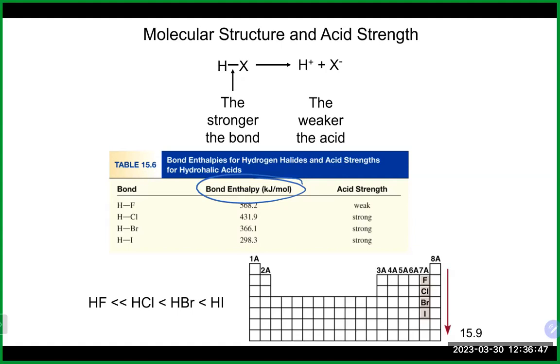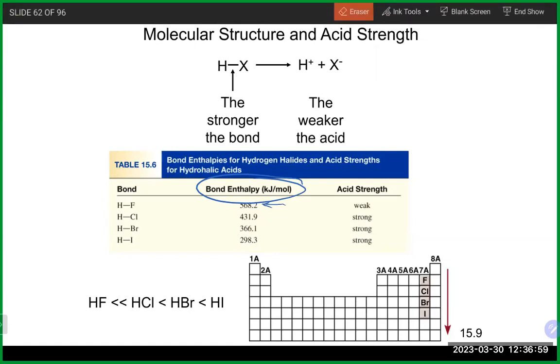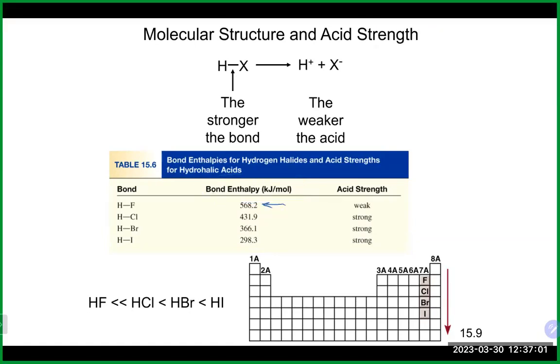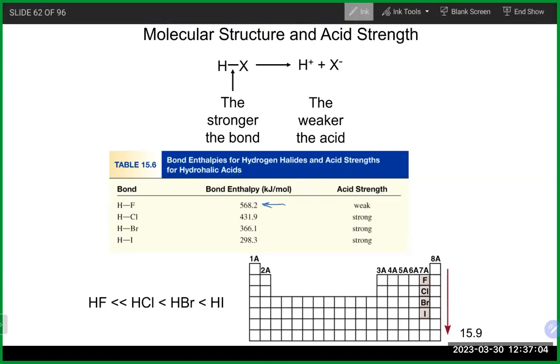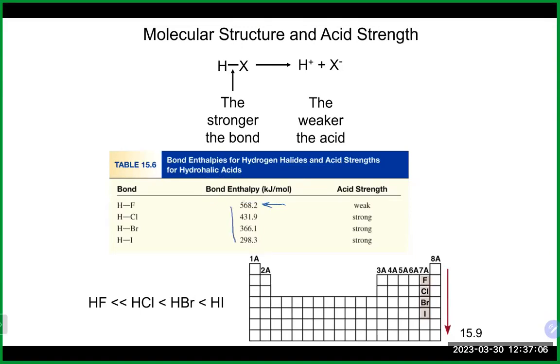When we look at, say, group 7 there, we see that HF has the highest bond energy on the list, and bond energy starts to decrease as you go down group 7. Why that's important, for example: if I have HF versus HI, which bond is easier to break?